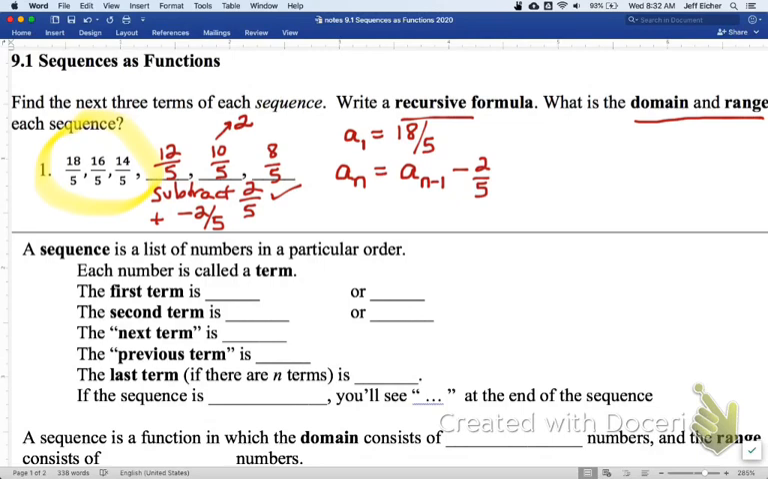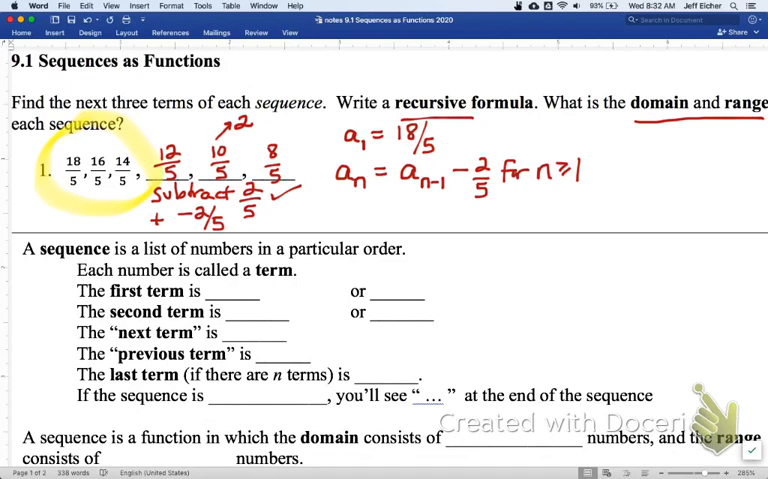This would be defined for n's, I'll write it right here, for n's greater than or equal to 1. We wouldn't use this value to find, like, what's the negative fifth term in our sequence. But we would find it to find our first, our second, our third, our fourth. And that idea is related to the domain and range, which we'll talk about in a second.